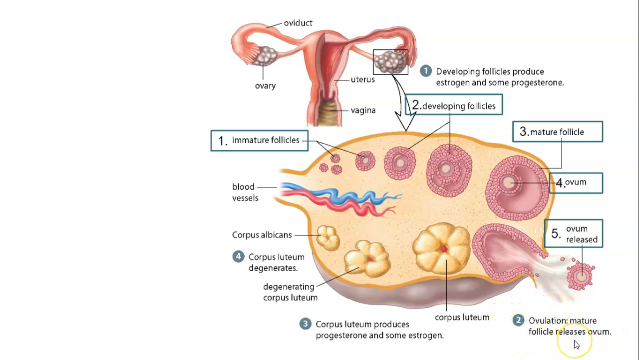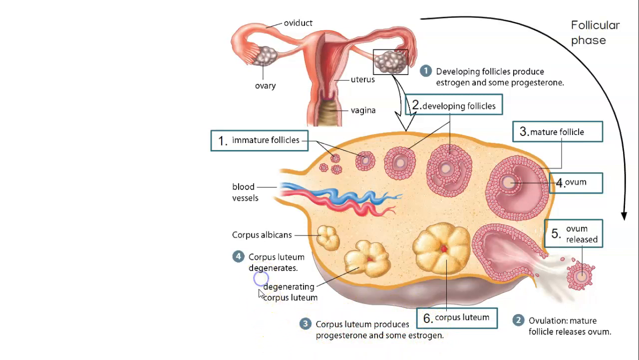Okay, that's number 2. In between box 2 and 3 on your notes is a little tiny box that you are going to put the corpus luteum in. That's structure 6. And then you'll notice that there is a box with a 3. You're going to write corpus luteum produces some progesterone and some estrogen in it. And then last but not least, you're going to write the corpus luteum degenerates in box 4.